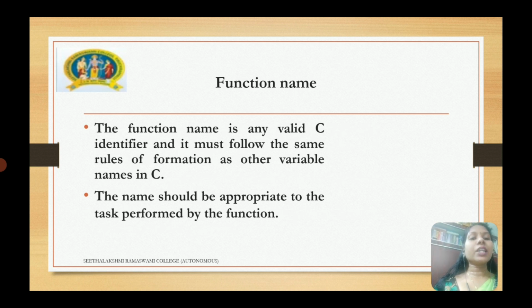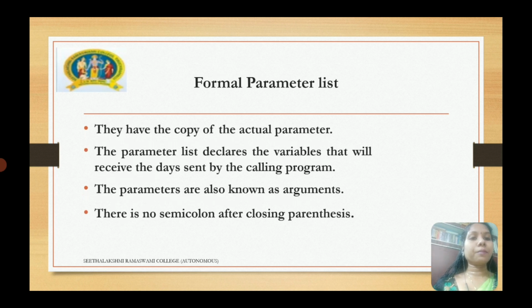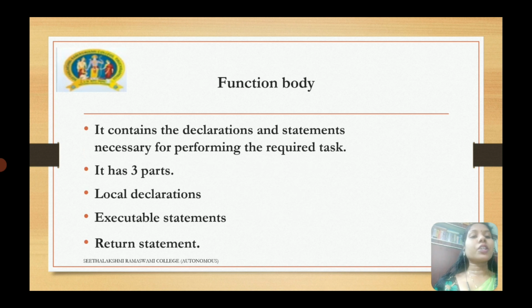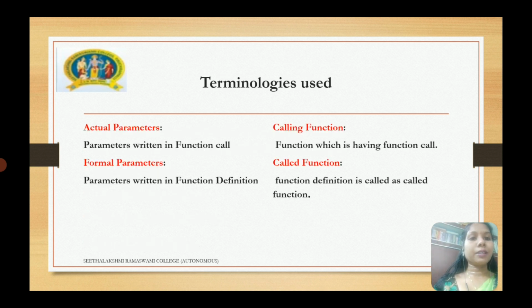Function name. The function name is any valid C identifier and it must follow the same rules of formation as other variable names in C. The name should be appropriate to the task performed by the function. Formal parameter list. They have the copy of the actual parameters. The parameter list declares the variables that will receive the data sent by the calling program. The parameters are also known as arguments. There is no semicolon after the closing parenthesis. Function body. It contains the declarations and statements necessary for performing the required task. It has three parts: local declarations, executable statements and return statement.